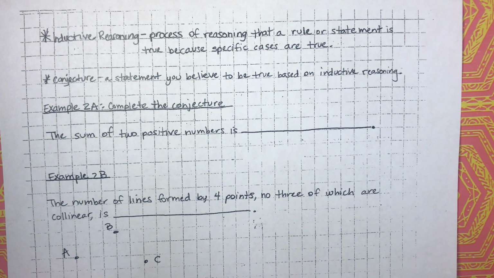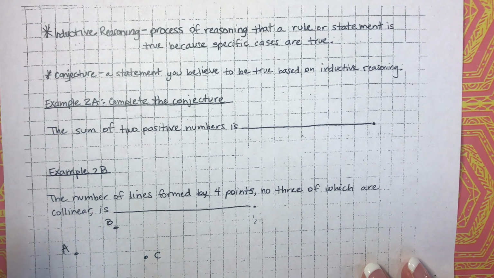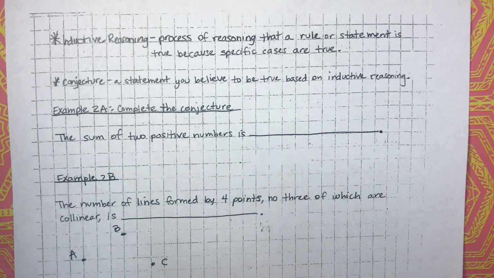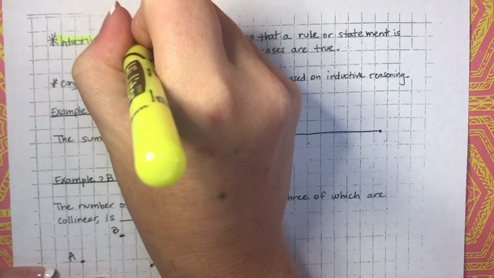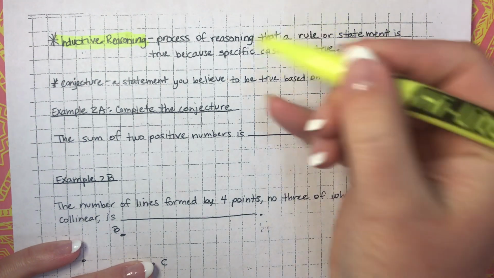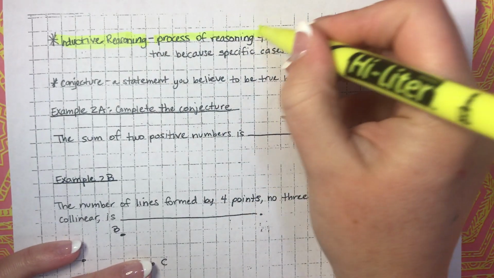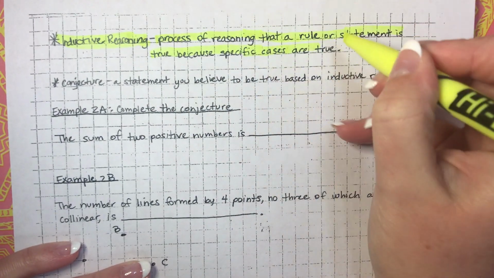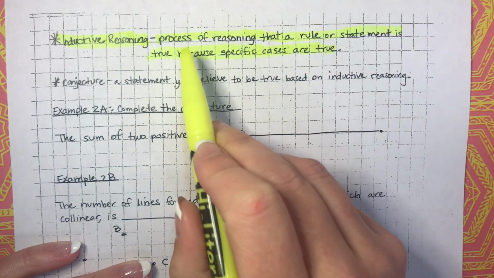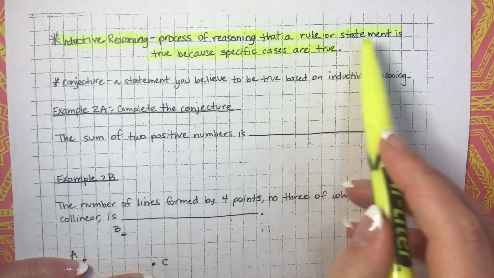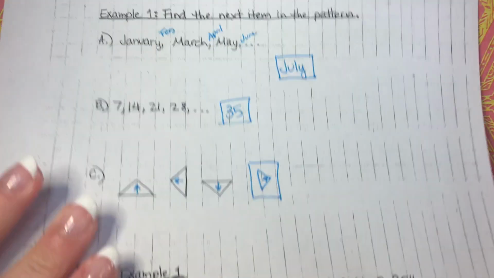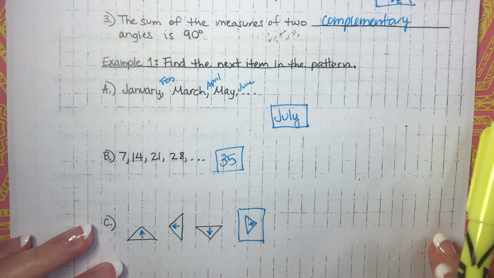All right, well, before we get started with example 2, we need to go over a little vocabulary. So what we have here is inductive reasoning. Inductive reasoning is a type of reasoning using logic where there's a process of reasoning that a rule or statement is true because specific cases are true. So back here, what we were doing was using inductive reasoning.